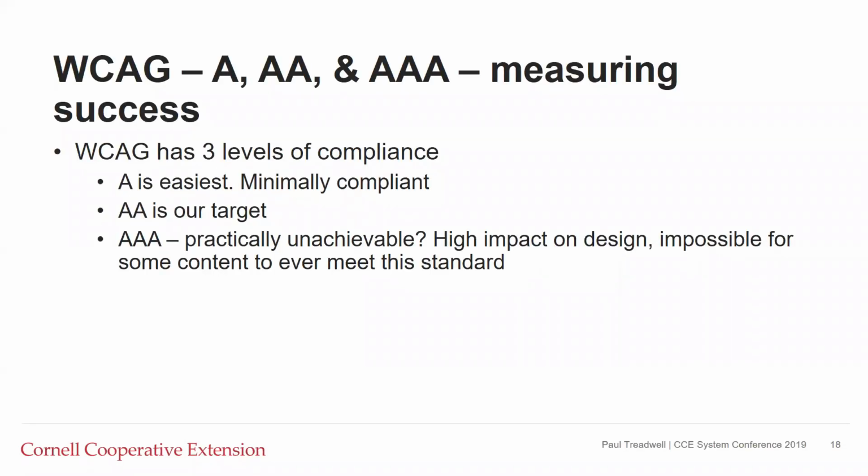And when we talk about the principles and implementation of using the web and measuring success, WCAG has 3 levels of compliance. Level A is the easiest, and it's minimally compliant, but it is compliant. AA is our target, and we'll talk about that a little bit more. And AAA is like a gold standard of accessibility, but depending on who you read or talk to about this, it might be practically unachievable. It has a really high impact on design, and it's impossible for some content to ever meet this standard. So AA is our target, AA is what we're checking for, AA is what we're correcting for.